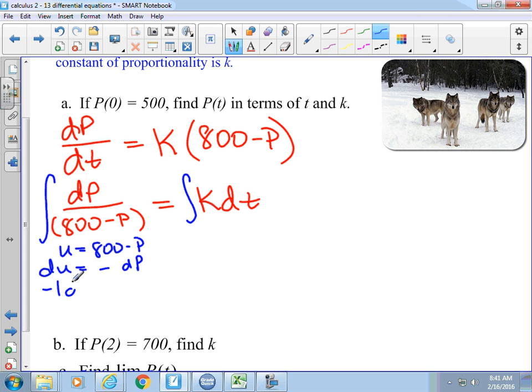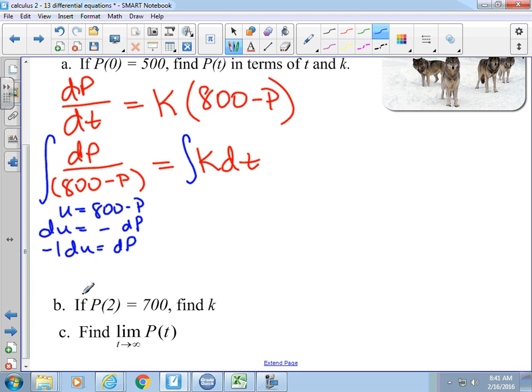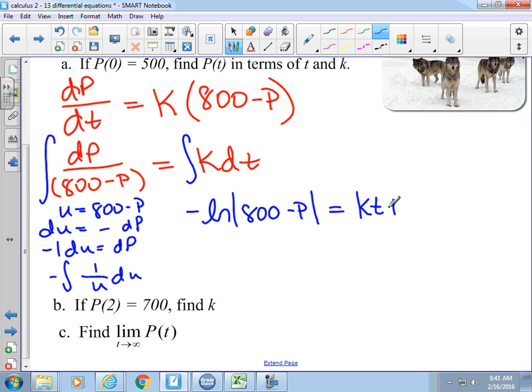So negative 1 du equals dp. Mainly, I really just needed to know that when I do the logarithm, I get a negative 1 out front. Some of you can get away with doing that in your head, but be careful. A lot of people forget that negative. So I get the integral of negative 1 over u du, which is negative natural log of the absolute value of u, which is 800 minus p, equals kt plus c.